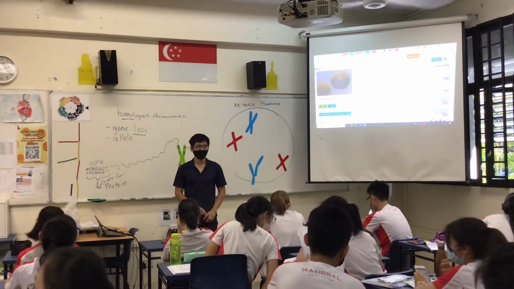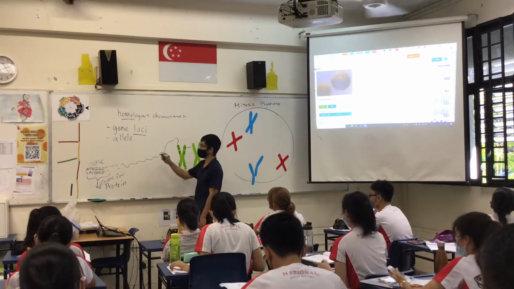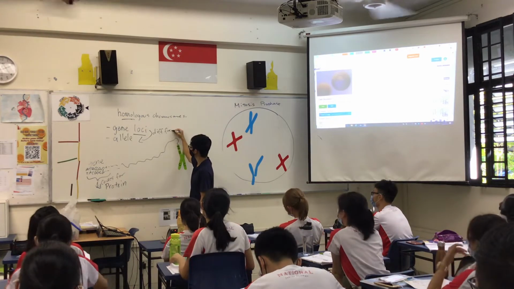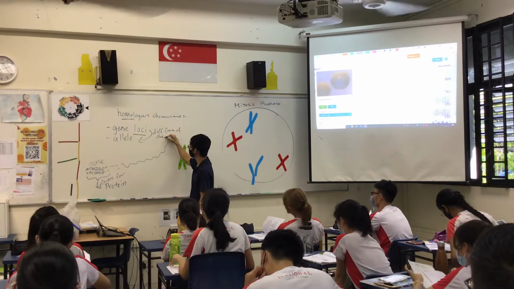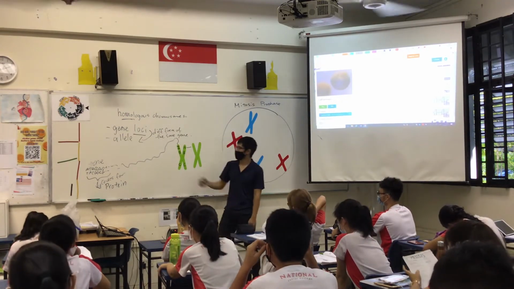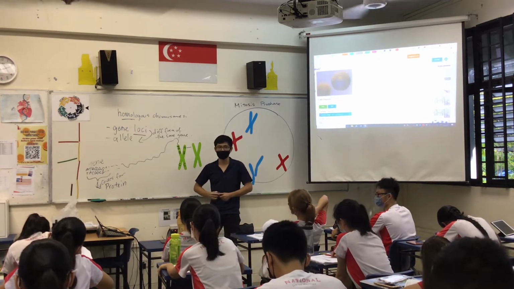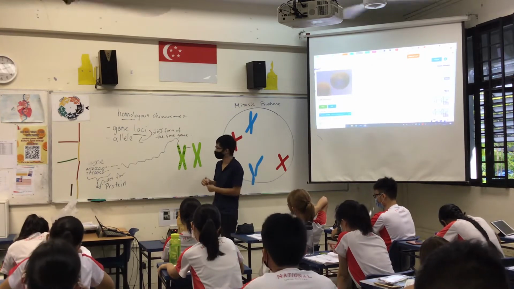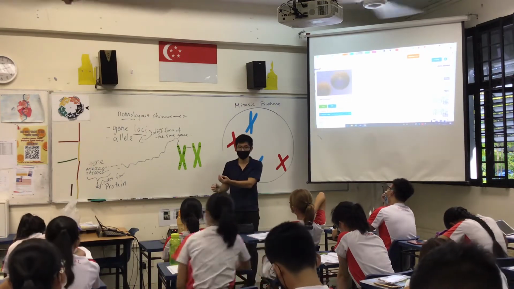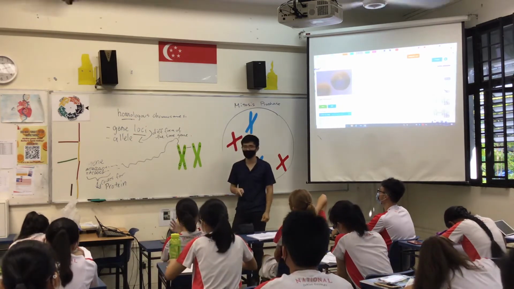Okay, what is an allele? To put it in simple terms, an allele is just a different form of the same gene. What in the world does that mean? An allele is a different form of the same gene. Sometimes we represent different forms of the same gene by the same alphabet but with small caps. Different form of the same gene.